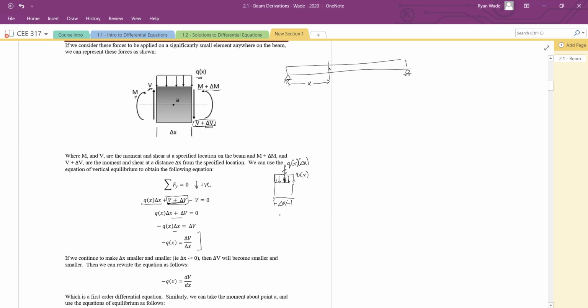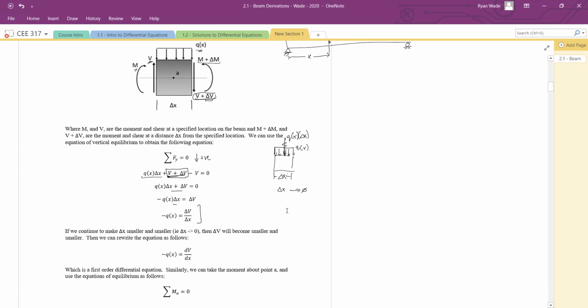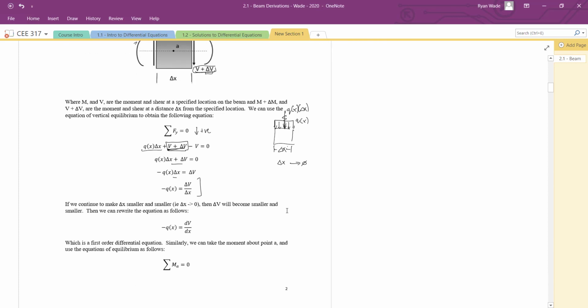If I continue to make that delta X smaller and smaller, so I approach 0, then I can rewrite them as a derivative. If I make that delta X very small and want to talk about tiny changes, then I write dV by dx. Well, in this case, we get that the first derivative of the shear is equal to our uniformly distributed load. So that's part one.